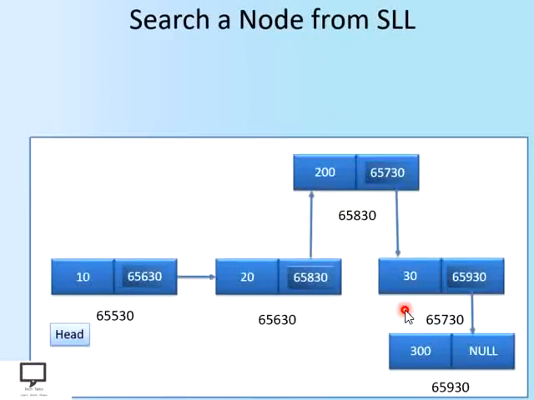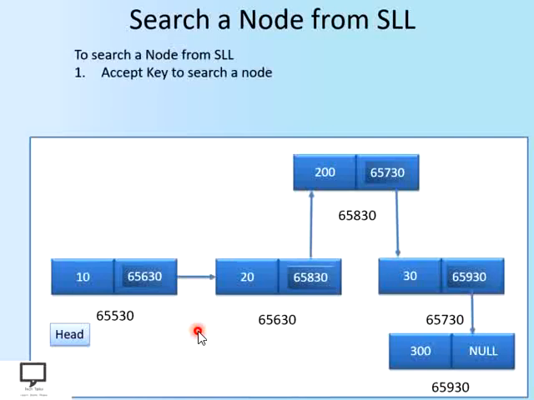Now let's consider this is a linked list with me and I have to search for a particular node from this list, whether this node is present in my linked list or not. To search a node from a singly linked list, our first step is to accept a key which we want to search as a node from the linked list. So now let's accept a key from the user. Let's consider I want to search a node whose information part or data part is 20. So this is the node which I want to search.